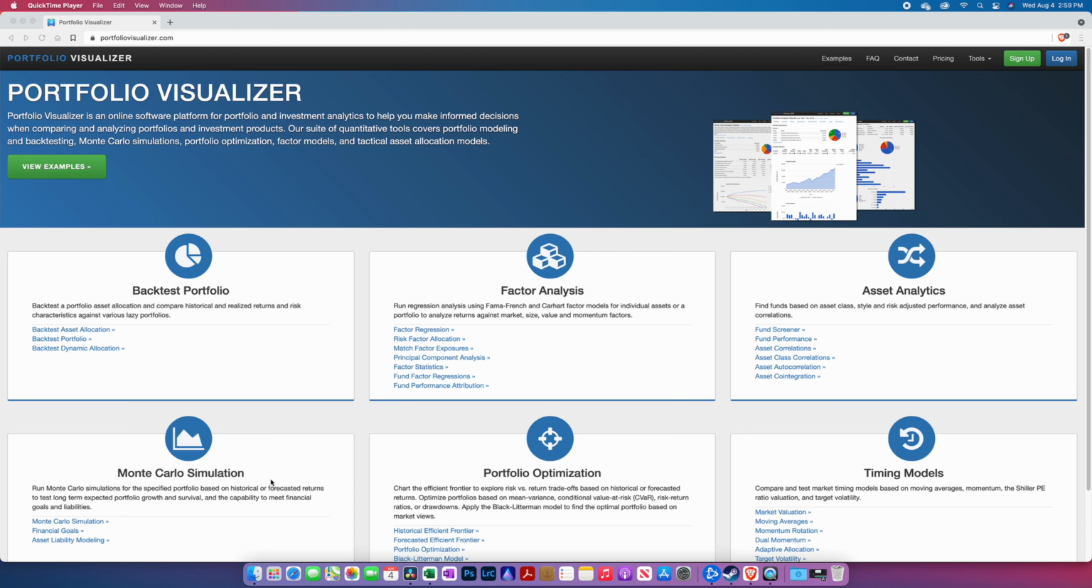This time I'm going to dive a little bit in depth with the Monte Carlo simulation. So the Monte Carlo simulation can be found on the lower left of the home screen, and it's this link right here. So we're going to click on that to go into it.